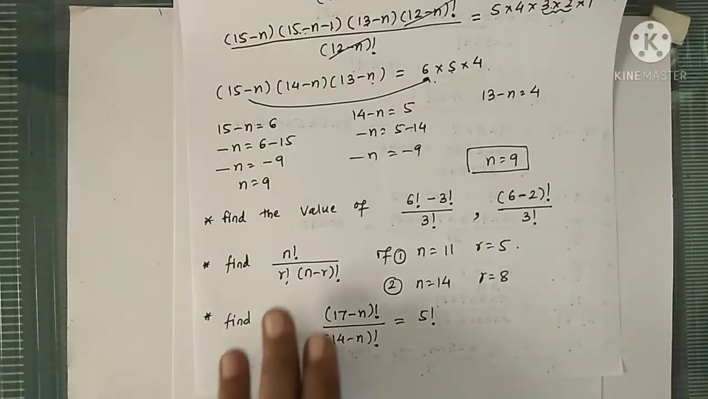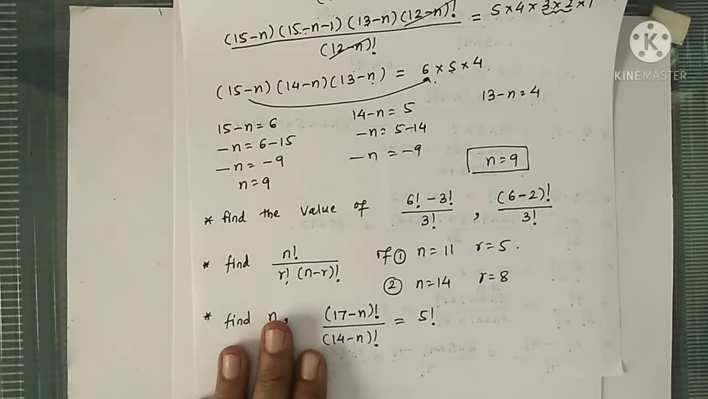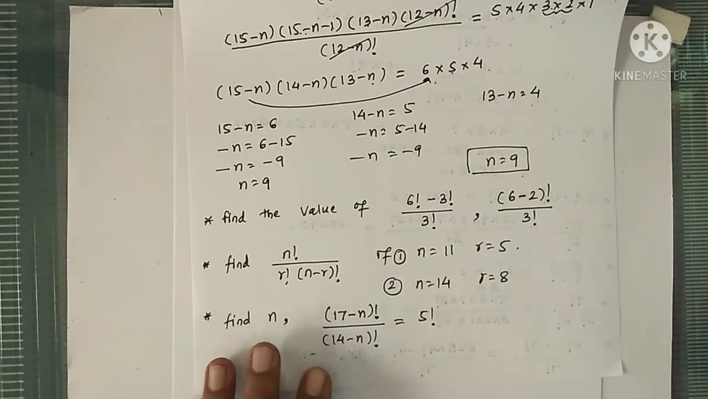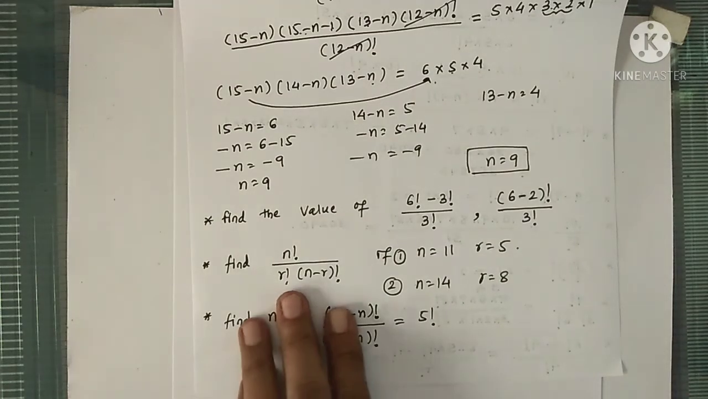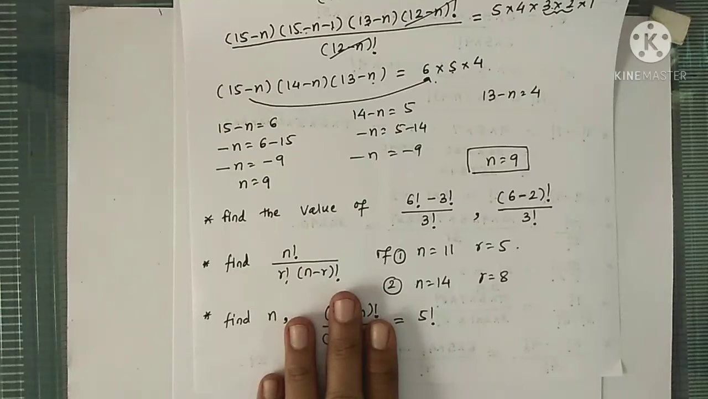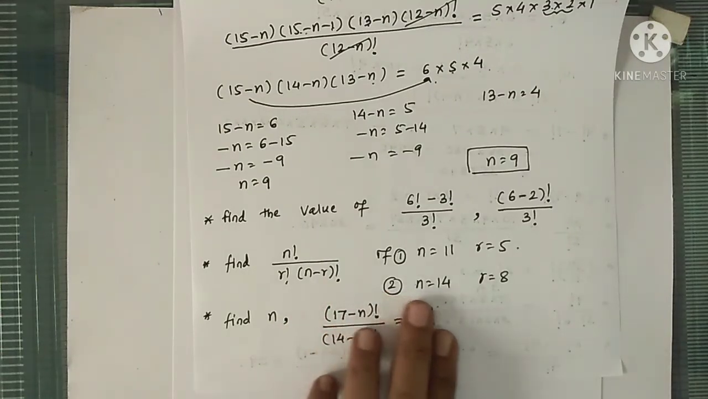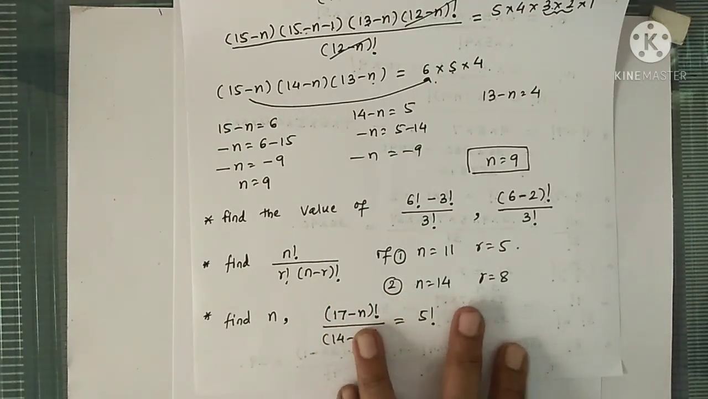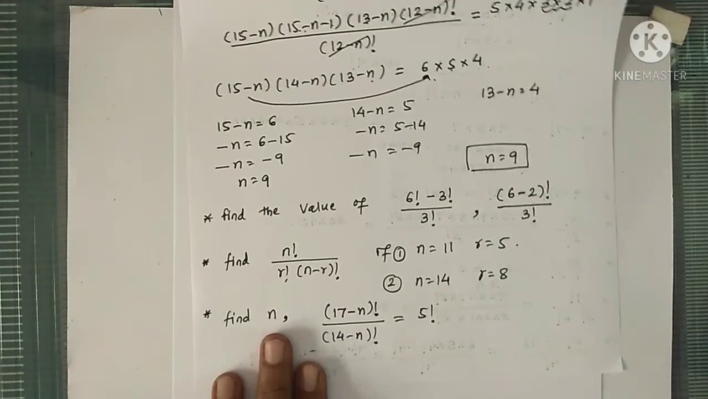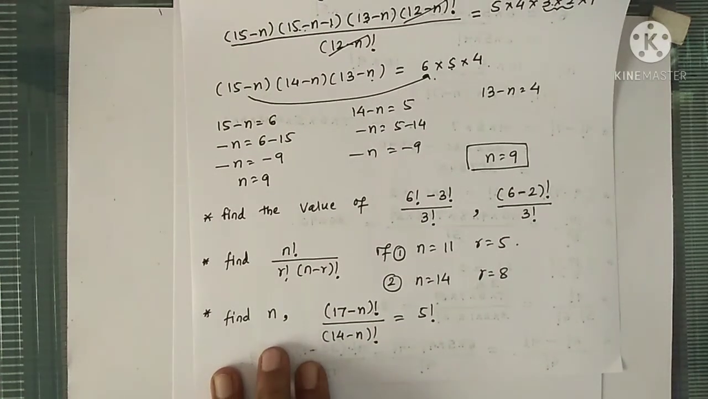So this is your today's assignment. Find the value of 6 factorial minus 3 factorial upon 3 factorial, and 6 minus 2 factorial upon 3 factorial. In the second question, find n factorial upon r factorial into n minus r factorial. Two questions are given there. Values of n and r are given. So substitute the values. Use the method given in the video and solve it. Similarly for the third question also. We have solved a question like this here. So you can use that method and you can find the value of n.